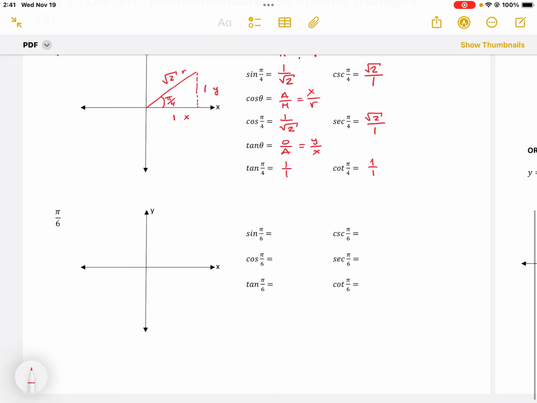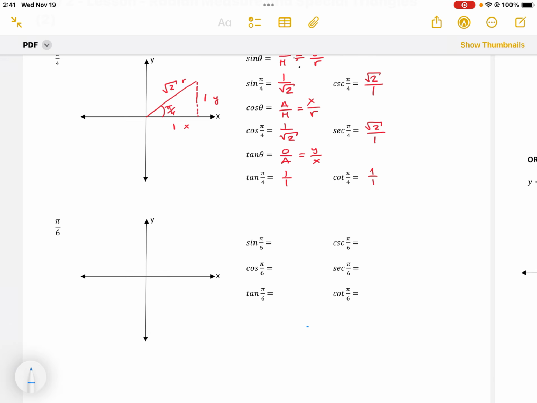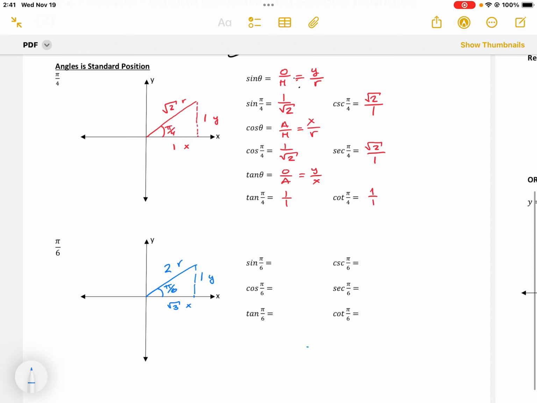We're going to repeat the same thing for pi over 6. Use a different color. So pi over 6 is about 30 degrees, which is here. Pi over 6, in my triangle, I also have a y component, which is 1. I have root 3, which is my x component, and then my hypotenuse, which is 2, which is my r value. So I know that sine is y over r from above. So my sine of pi over 6 is 1 over 2. My cosecant or reciprocal trig function is 2 over 1.